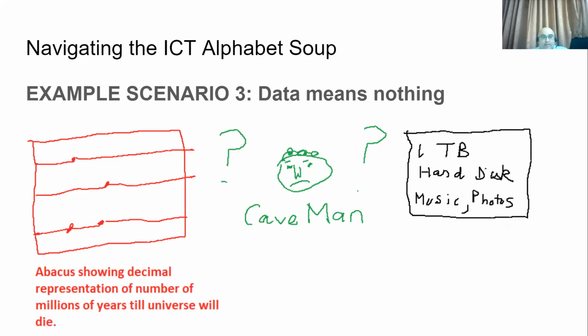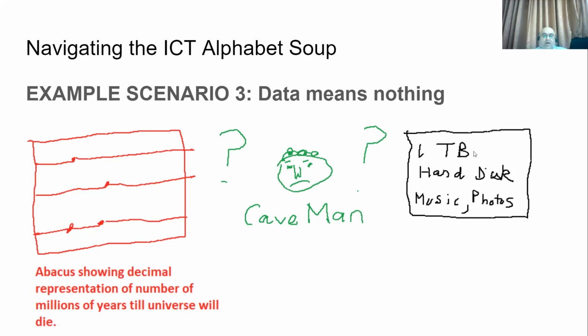All right, so let's take another scenario. Data means nothing really, nothing at all, nothing. You might find that very surprising. Data is everything these days, or so we think. But think again. So let's say I have a 1 terabyte hard disk, and it has lots of music, lots of photos in it. The entire 1 terabyte is entirely consumed. Okay.